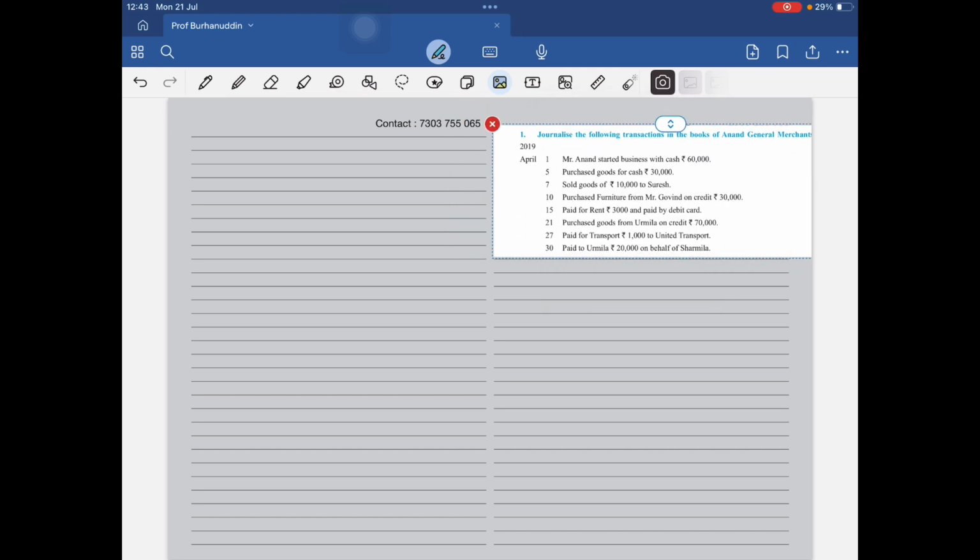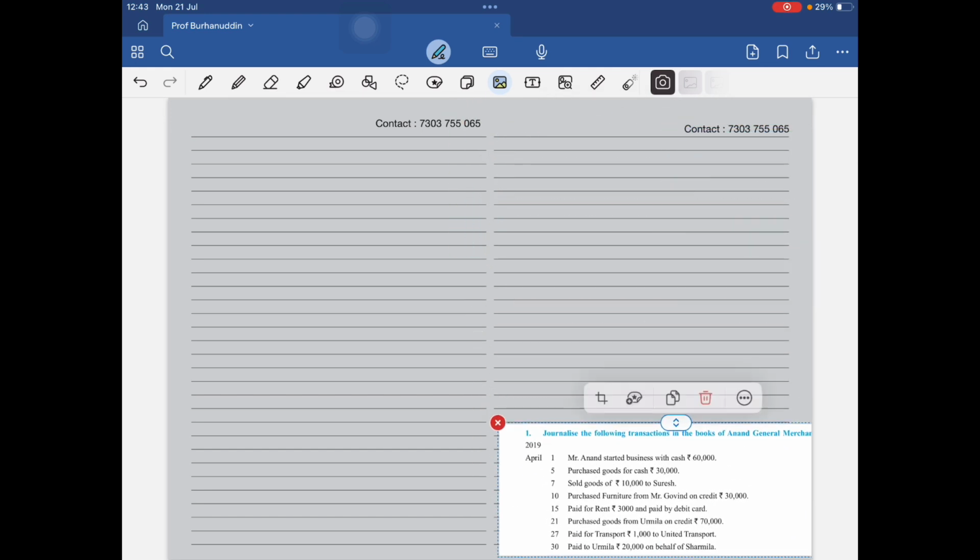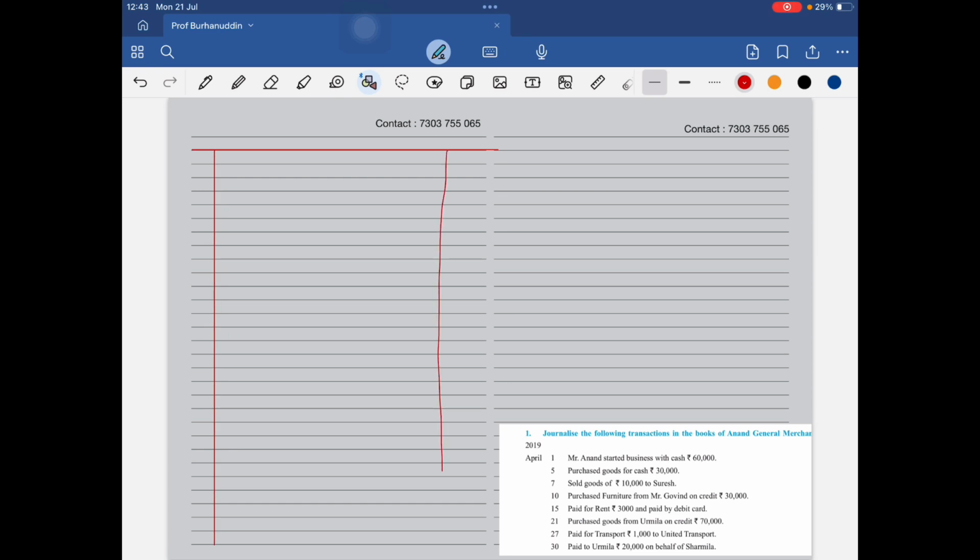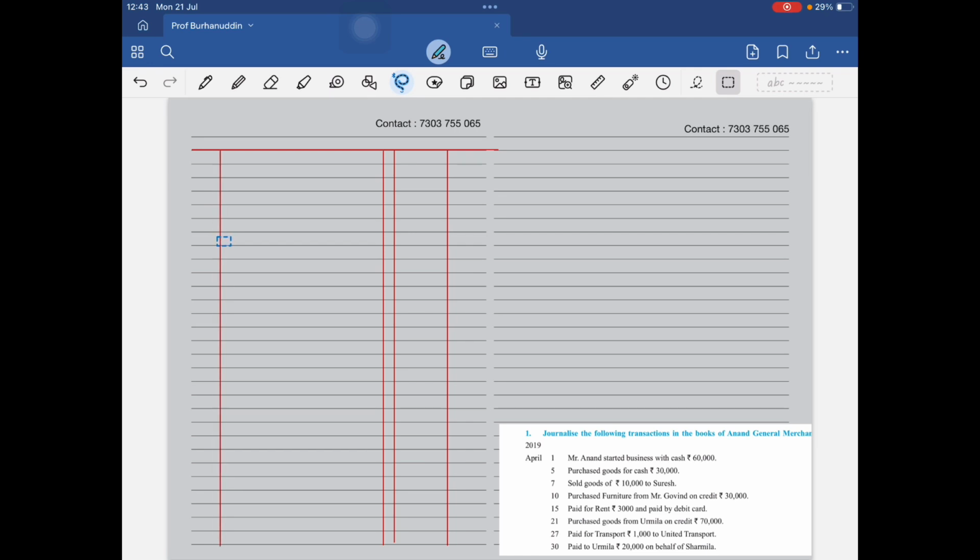Starting first things first, I'll have to make the format. I'll make the format and keep it with us for the next questions also, because we are going to do many questions on this. This is going to be your date column, Prakash. This is going to be your credit column. This is going to be your debit column, and you'll also have an LF, that is ledger folio. Correct, Prakash? Too good.